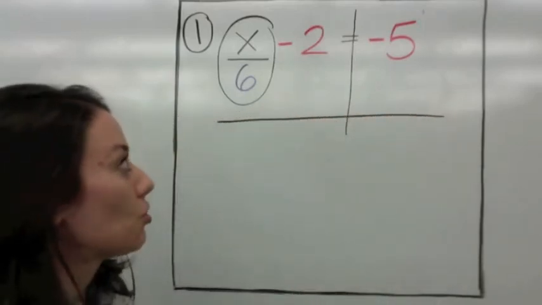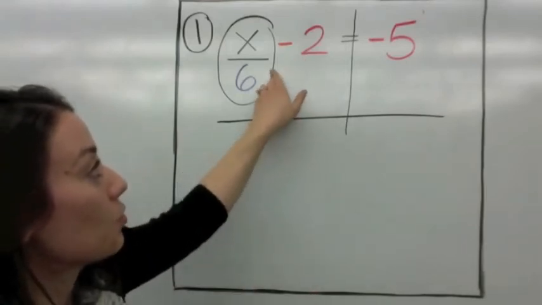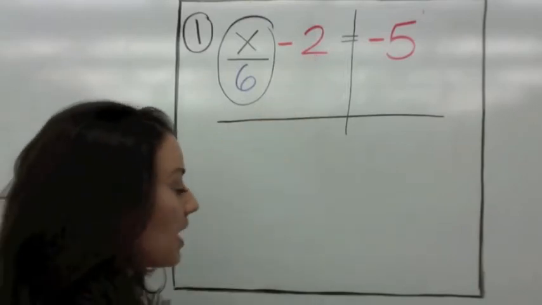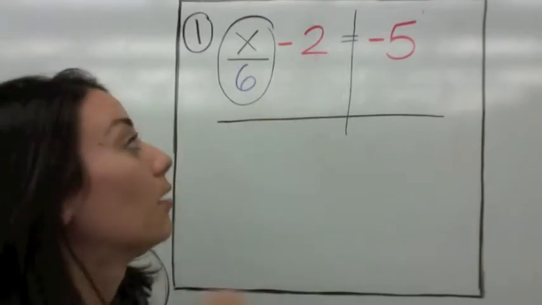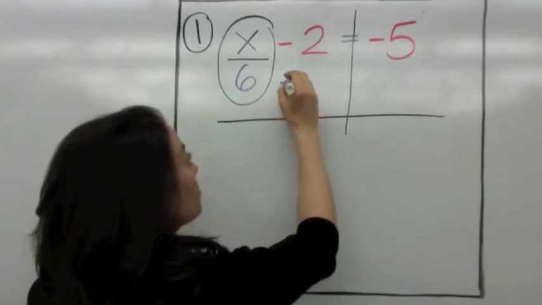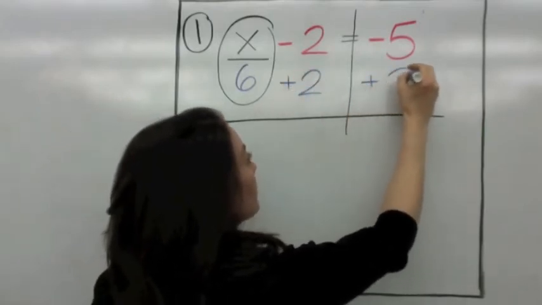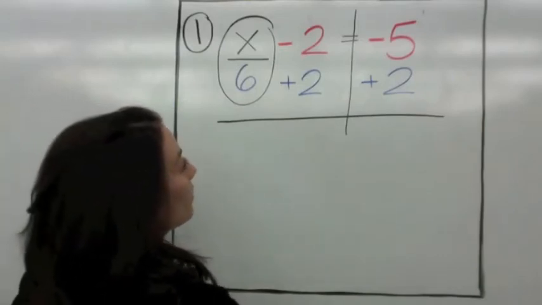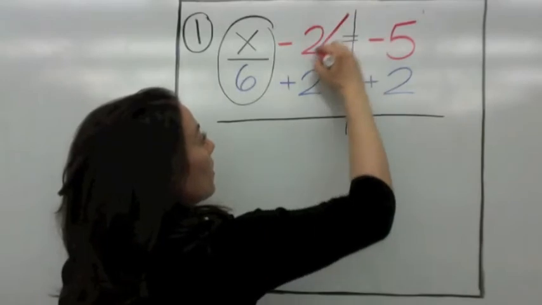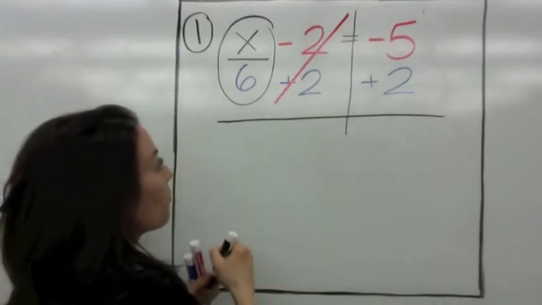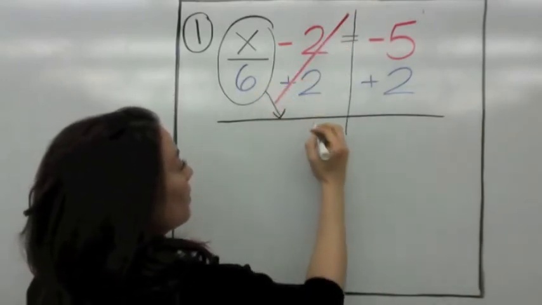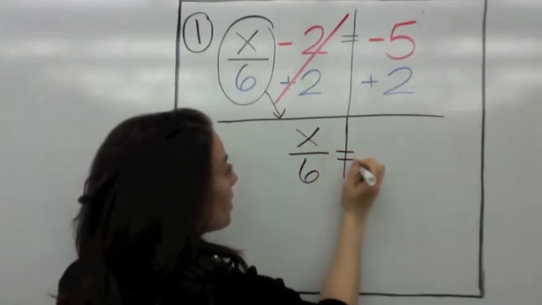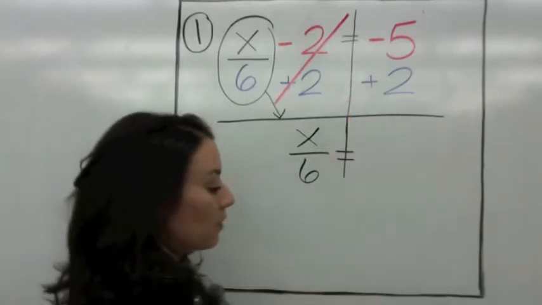Okay. So now we're going to look at the integer that is next to what we circled. So what number is this? It's a negative 2. What's the opposite of negative 2? It's positive 2. So you add 2 to both sides. Okay. So now let's do the operations. A negative 2 and a positive 2 make 0. Then you're going to bring down the fraction, okay? The fraction is x divided by 6. Now that is going to equal, you have a negative 5 and a positive 2.